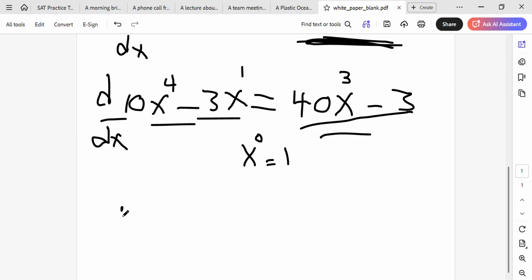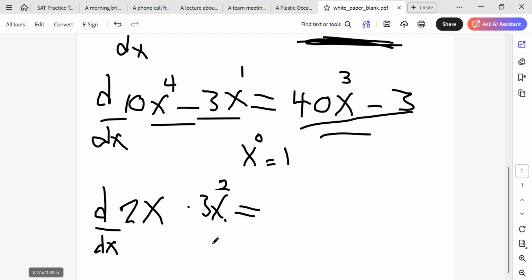How about when I have two functions multiplied? Okay, let's say we have 2x times 3x squared. So this is a multiplication and they're asking for the derivative here. So the derivative of this function when it's multiplication, meaning there is a multiplication operation between them.